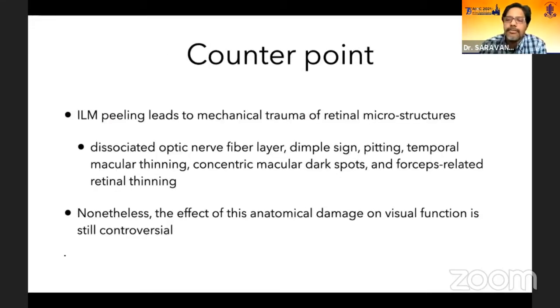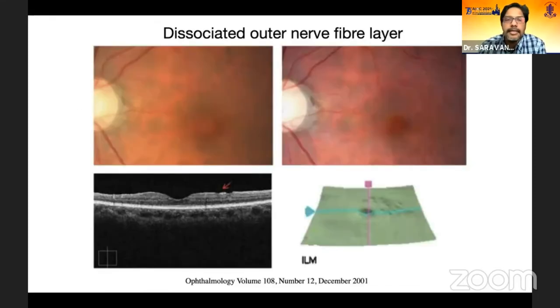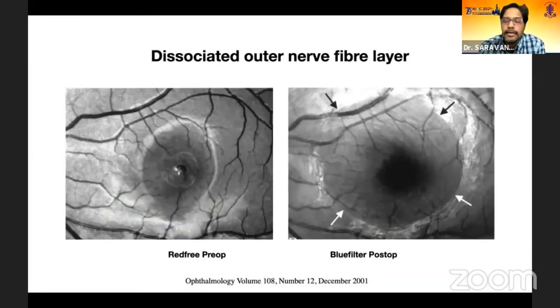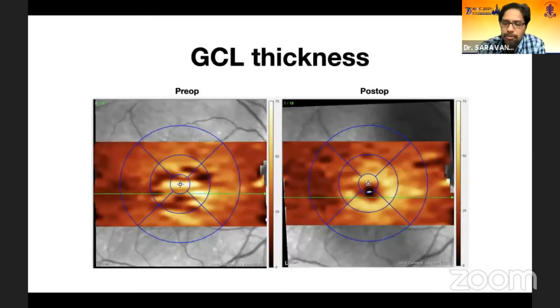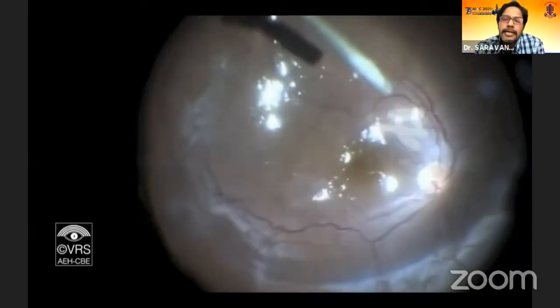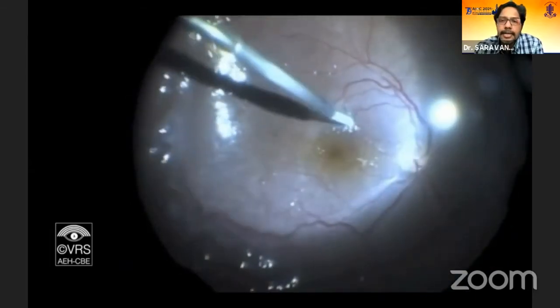So other counterpoints will be that doing ILM peeling is going to produce a lot of subtle damage. We have been doing macula hole surgeries for so many years now, and all these changes are seen in almost every patient. After 3 months, we do OCT and autofluorescence, you'll be seeing all these dimple signs, the dissociated outer nerve fiber layer dropouts. All these things are seen, and we are never bothered about the visual outcome because it's very negligible. All these changes produce very, very little visual outcome, and when you're not bothered about operating in 6/6 size, then you're not really bothered about operating in a macula of RT.